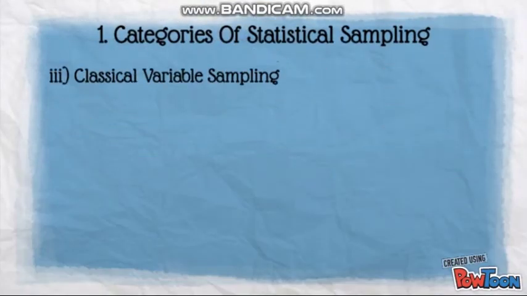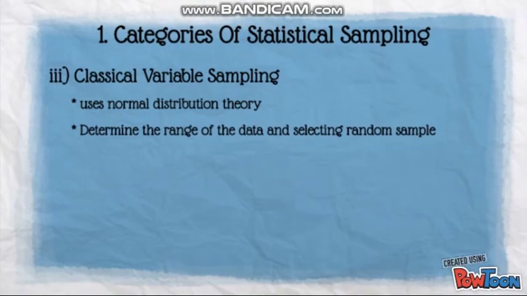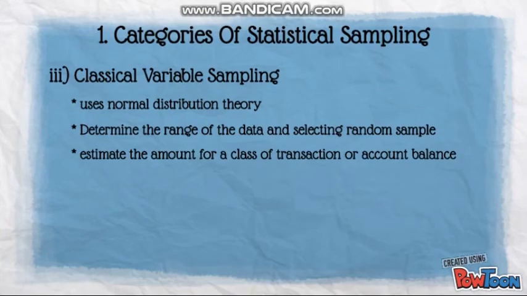3. Classical variable sampling. It uses normal distribution theory to evaluate the characteristics of a population based on sample data, of which the data should have an equal chance of selection. Determine the range of the data and select the sample based on a random table or computer audit software, currently practiced by most big accounting firms for their big clients. The purpose is to estimate the amount for a class of transactions or an account balance.